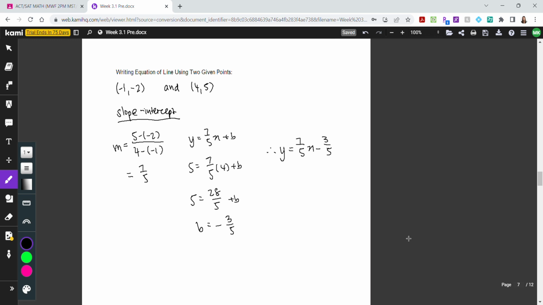Now for point slope form, I've already found the slope and I have a point, so I can just chuck it in real quick.